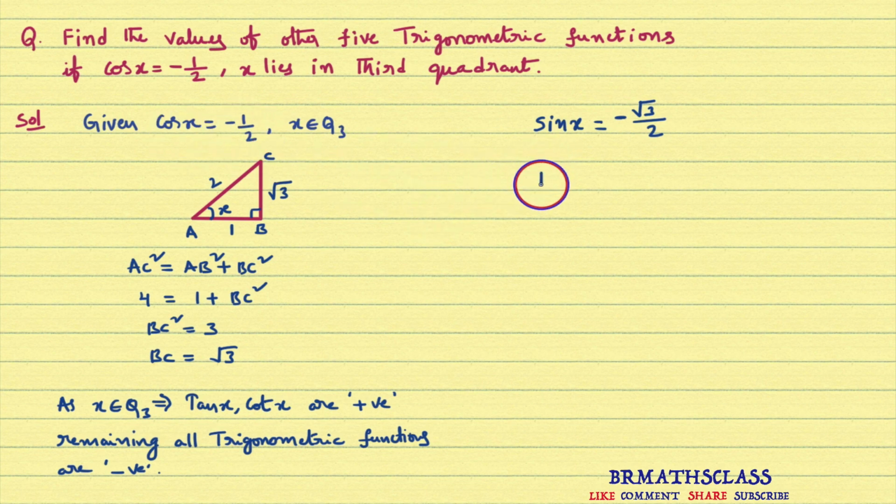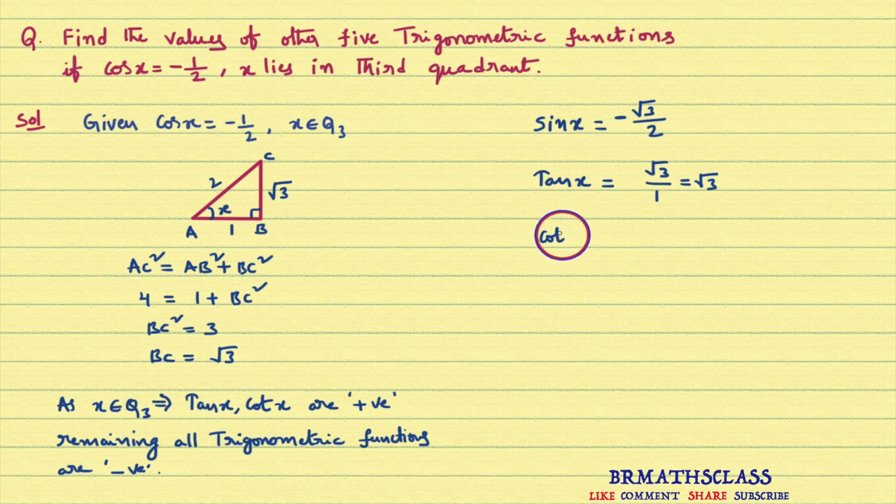Now it's time to find tan x. As per the definition, tan x is defined as opposite side by adjacent side. The opposite side is root 3, you look here, opposite is root 3. The adjacent side is 1. Opposite side by adjacent side. Now it's time to write the sign. As x lies in the third quadrant, tan is positive. So tan x is plus root 3 only. Root 3 divided by 1 is nothing but root 3 only.